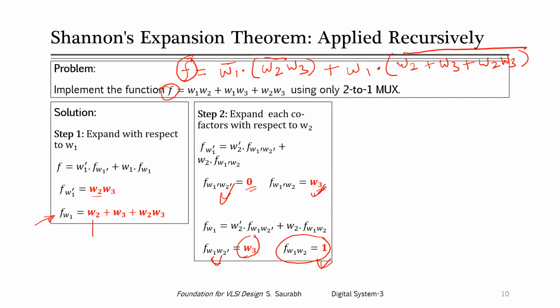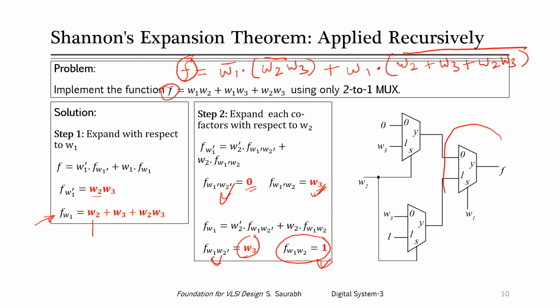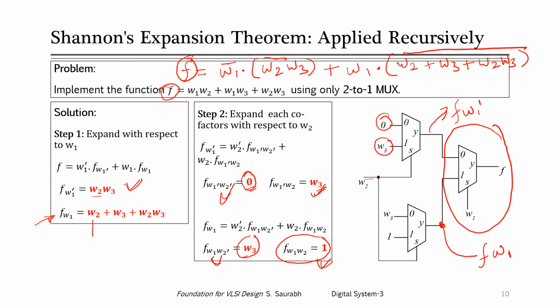And how will it look? It will look something like this. This is the first level that we saw, and this function is nothing but f w1 dash, and this function is nothing but f w1, right? Then we expanded f w1 dash with respect to W2, so we get the negative cofactor here, and the other is W3, right? And on the select line again we have W2, and we are getting W3 as the negative cofactor and 1 as the positive cofactor, right?